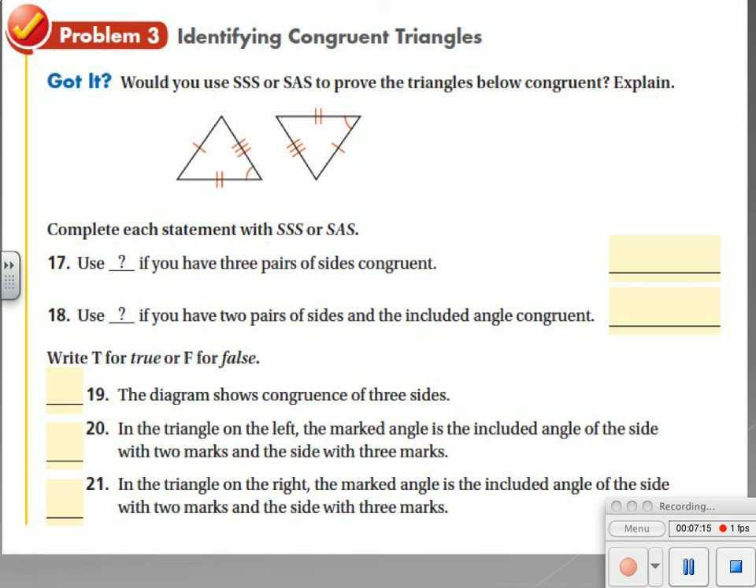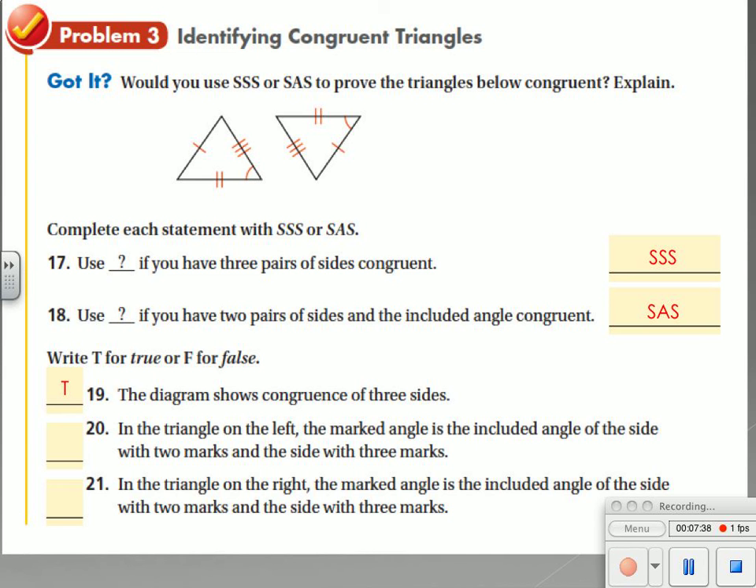So look at the triangles. Please pay attention to where the congruent marks are on the angles. Okay, so we're going to use SSS if we have 3 pairs of sides congruent, and we're going to use SAS if we have two sides congruent and their included angle. So first off, we're going to write true or false for 19 through 21.